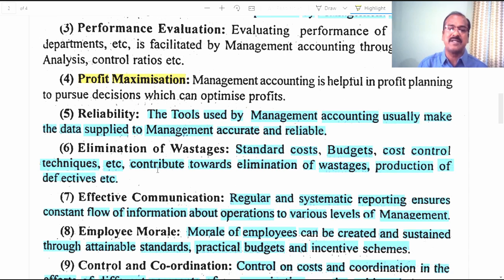The sixth advantage of management accounting is the elimination of wastages. Standard costing, budgets, cost control techniques, etc. contribute significantly towards the elimination of wastages, production of defective products, etc.